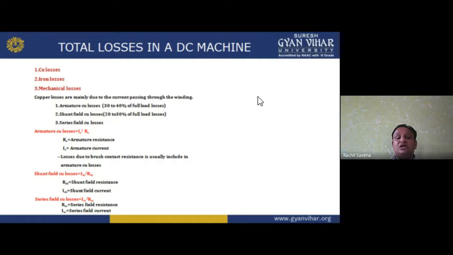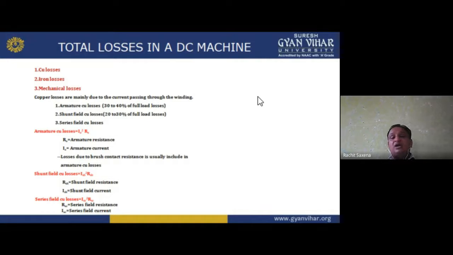Now the shunt field copper loss is given by Ish squared Rsh. Rsh is the shunt field resistance and Ish is the shunt field current. I hope you understand. Then the series field copper loss is denoted as Ise squared Rse. Rse is the resistance of the series field, and Ise is the series field current.